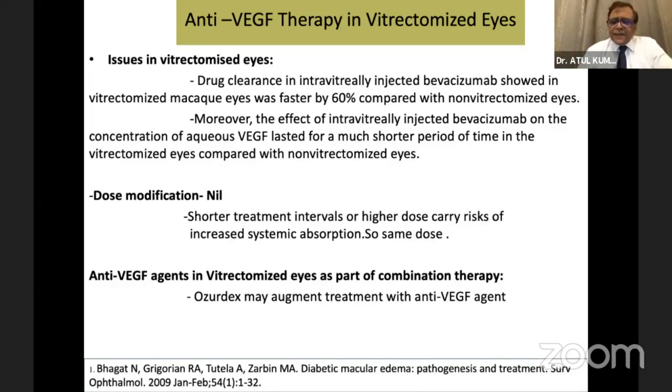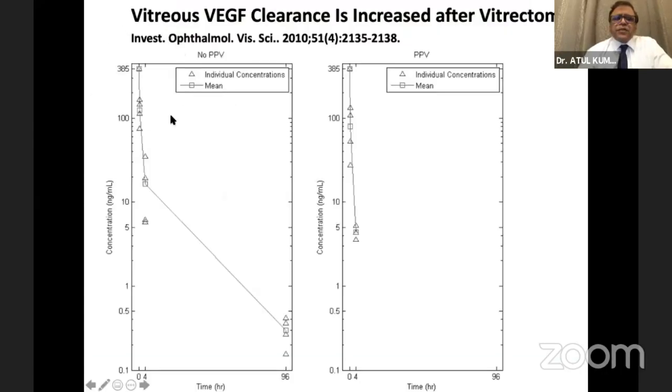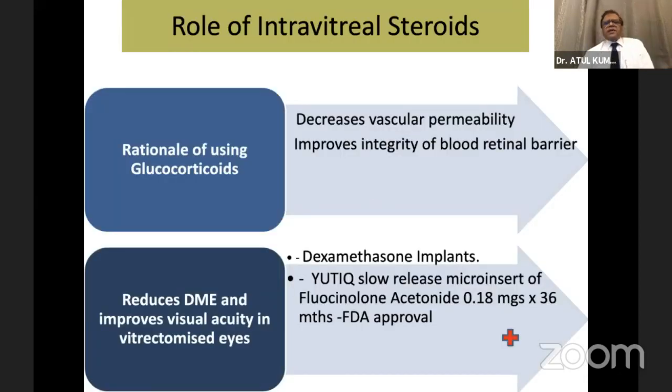And this is vitreous clearance, which has been shown in the IOVS study, that if there's no PPV versus PPV, the vitreous clearance is very fast. So therefore, that is a handicap after vitreous surgery. So the role of intravitreal steroids has been very strongly highlighted by my guru, Professor Dogra. And there's a rationale of using glucocorticoids and reducing DME and improving visual acuity. So there's a study which was done also from India by Professor Mangat Dogra and Professor Mohit Gupta and all from PGI.